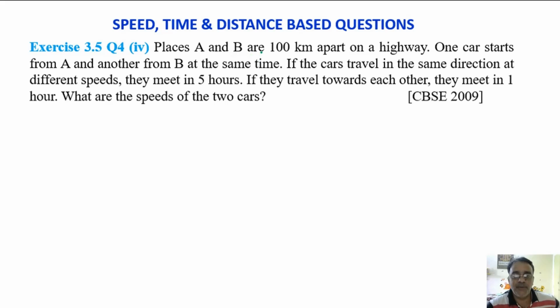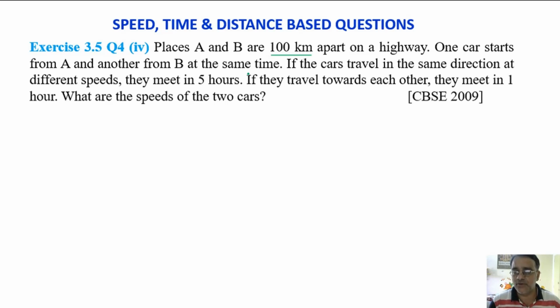Places A and B are 100 kilometer apart on a highway. One car starts from A and another from B at the same time. If the cars travel in the same direction at different speeds, they meet in 5 hours. If they travel towards each other, they meet in 1 hour. What are the speeds of the two cars?